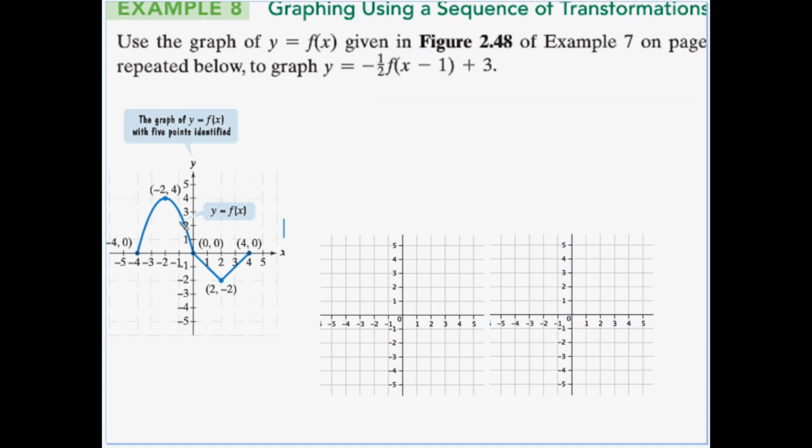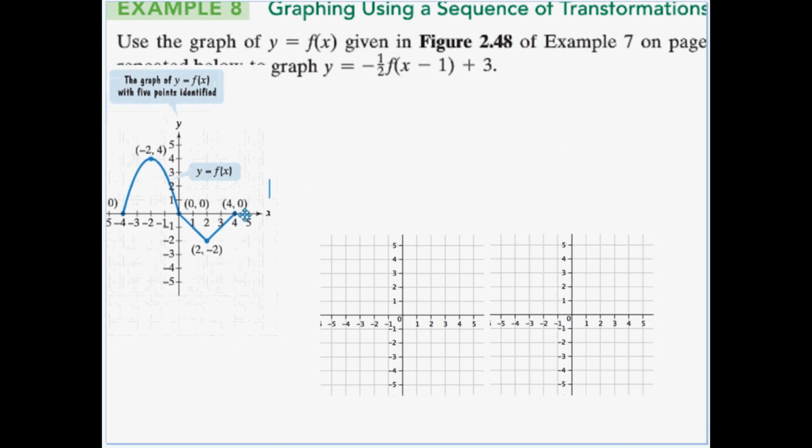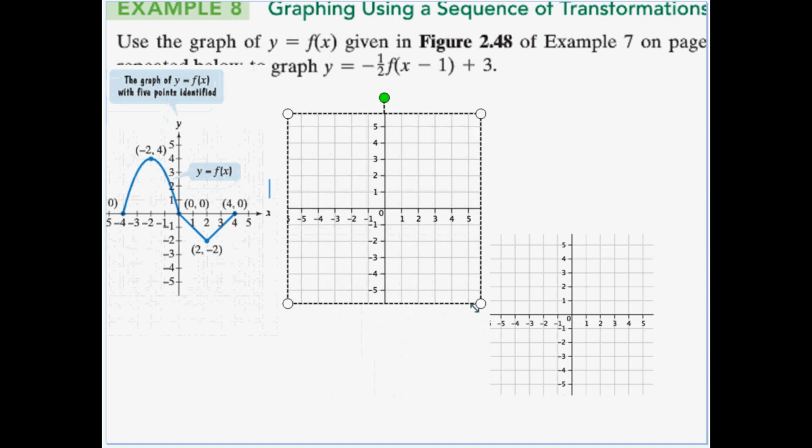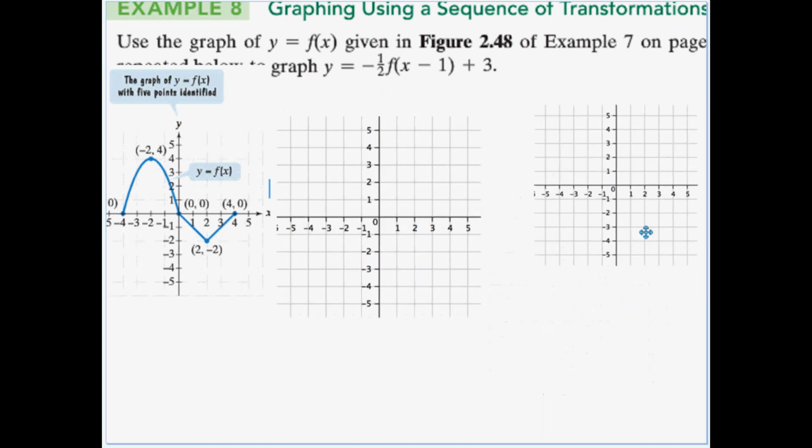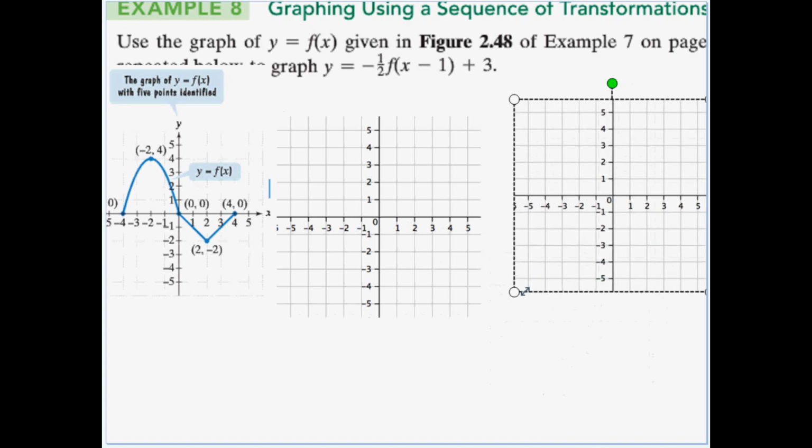The blue graph down here is f of x, and then we're going to do negative a half of f of quantity x minus 1, and then the plus 3 after the fact. And what I'm going to do here, I'm just going to enlarge two of these graphs. And then as we do a transformation, I'll graph it and we can just bounce back and forth. And I'll erase the opposite one as we go through.